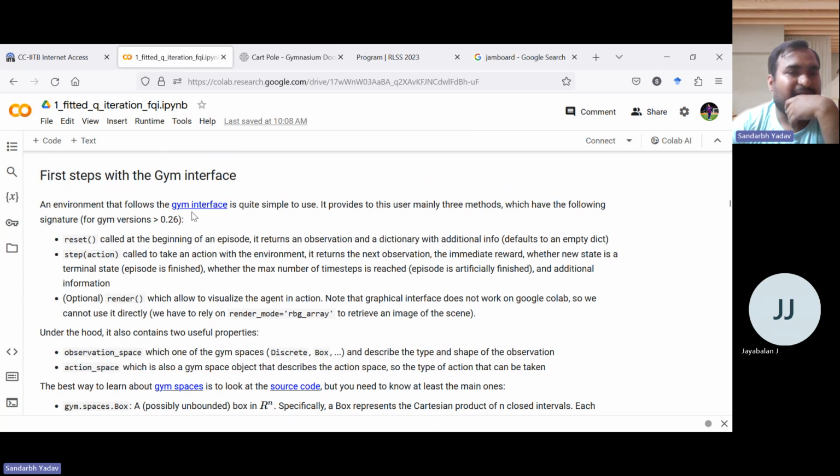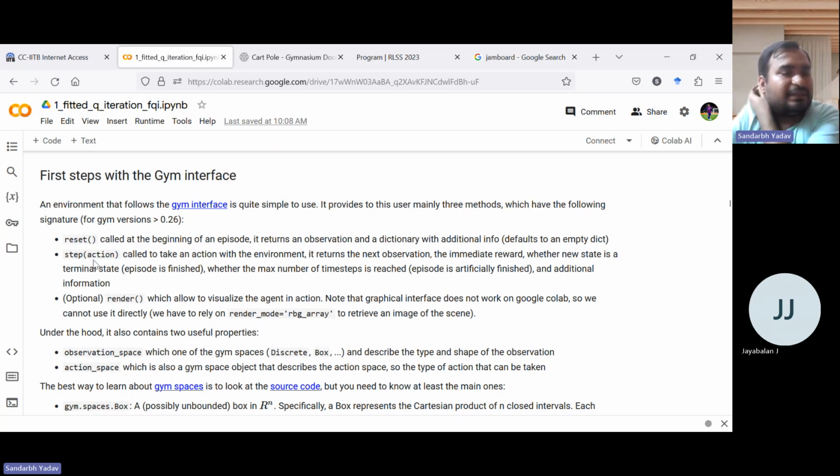Generally, in this gym interface, there are three functions. Reset basically means that if an episode has terminated, then we call this reset function, and it will reset to the beginning of the episode. It returns a start state for us. Observation basically means a state here. So it returns a start state and some dictionary with additional info. Generally we won't be using this dictionary.